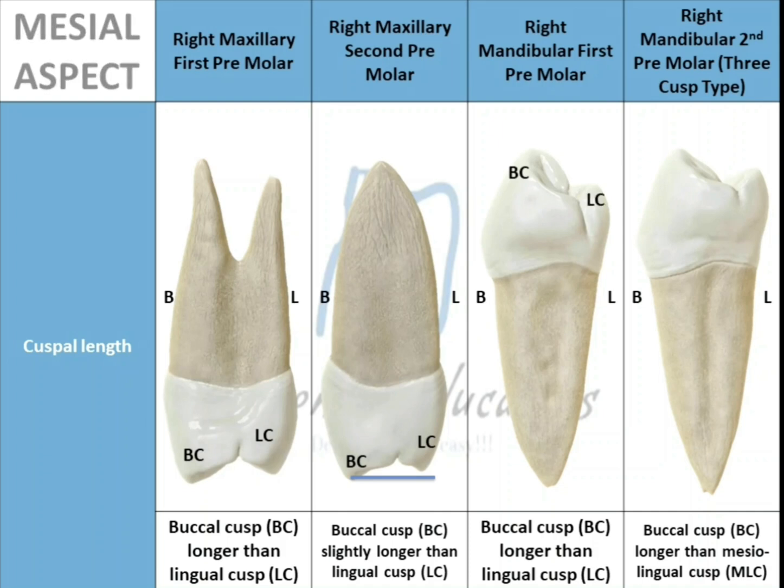But in the case of mandibular second premolars, as we are studying the three-cusped mandibular second premolar, which has two lingual cusps, the lingual cusp which is towards the mesial side will be considered as the mesio-lingual cusp. For three-cusped mandibular second premolars as well, the buccal cusp is larger than the mesio-lingual cusp, as can be observed in the image below.